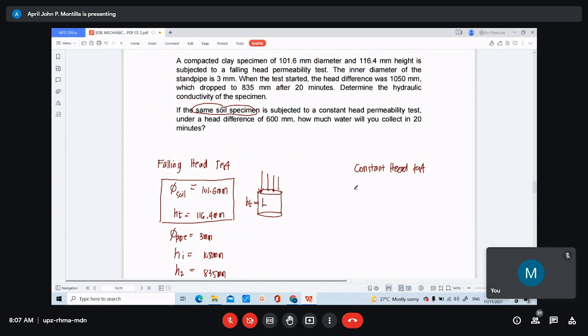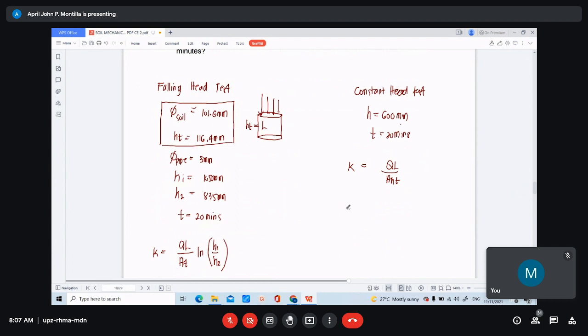No? So, ano binigay dito? Meron tayong constant head difference na 600 millimeters and then duration of 20 minutes. So, pag constant head test, dapat alam nyo yung equation. Ano hydraulic conductivity? Sabi natin that is 1.163 times 10 raised to negative 3 millimeter per minute. And then equivalent to volume, yan yung kino-compute. No, ano daw yung amount of water? And then length of flow, yung height, 116.4.